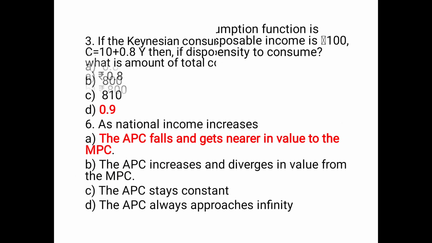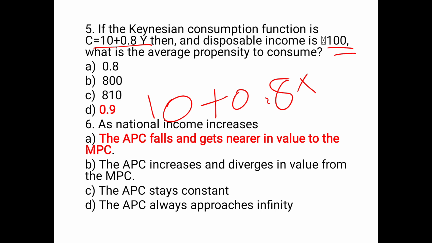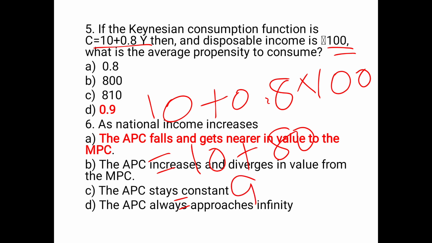Next one is, if Keynes consumption function C is equal to 10 plus 0.8y, disposable income is 100, what will be the average propensity to consume? That's also very simple. You just have to add to this formula: 10 plus 0.8 into 100. When you multiply 0.8 into 100, you will be getting 80. 80 plus 10 is 90.